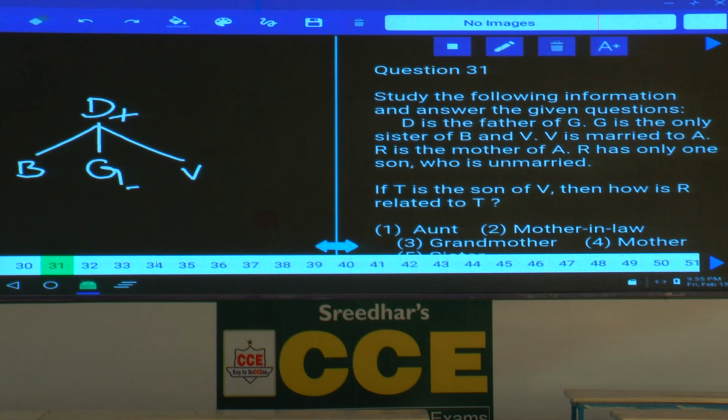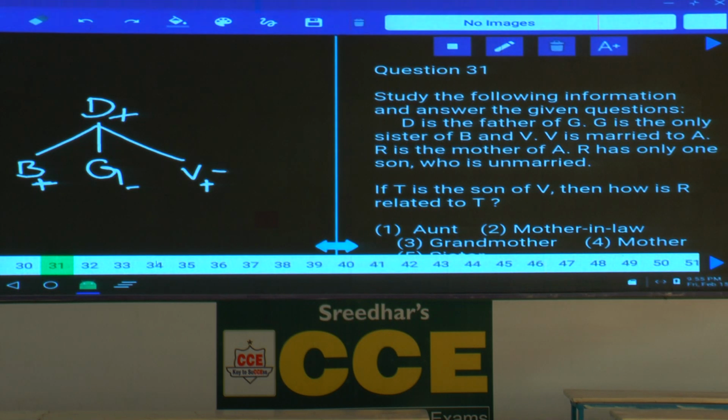No information. But if B is a female, then there will be two sisters to this V. Or if V is a female and B is a male, then also you will have two sisters. And these two persons should have only one sister, which implies that these two persons must be males. Are you following this or not? That is the only case wherein B and V will have only one sister, and G is the only sister of both B and V.